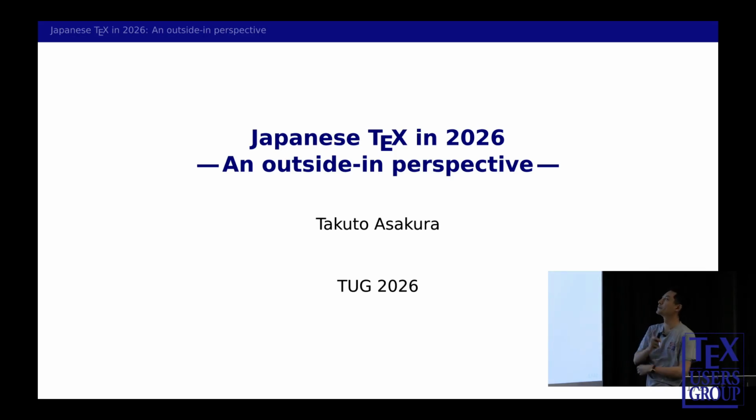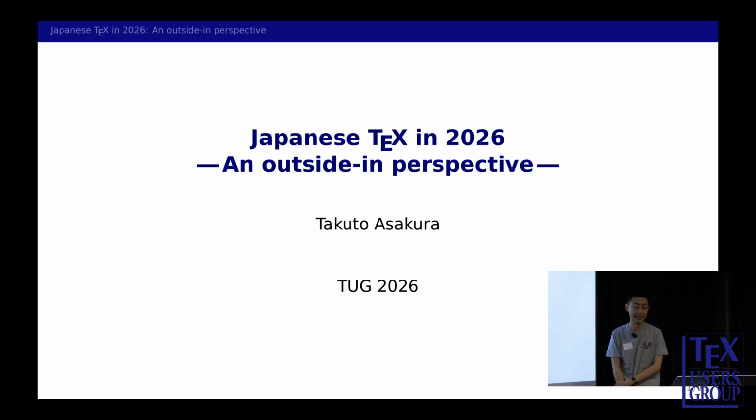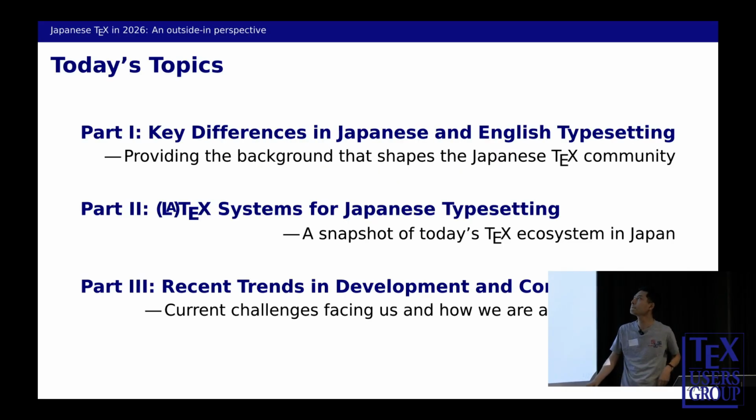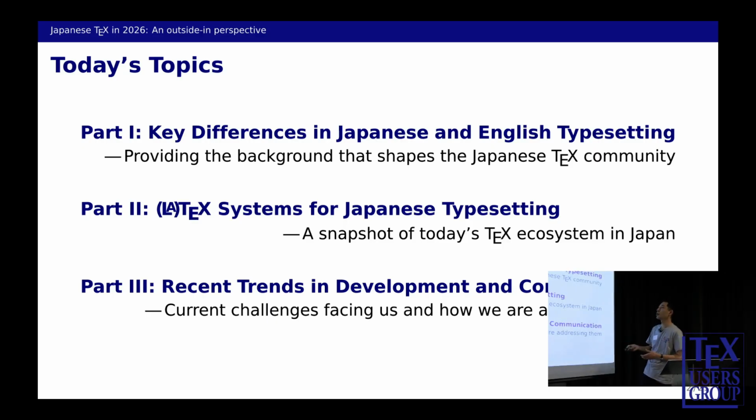But anyway, today I'm talking about modern Japanese TeX in 2026, this year. It's the story about the chaotic situation in Japan related to the TeX system. So today I only want to talk about the rough and brief idea of what the TeX systems in Japan are. I'm not going too much into the technical details.